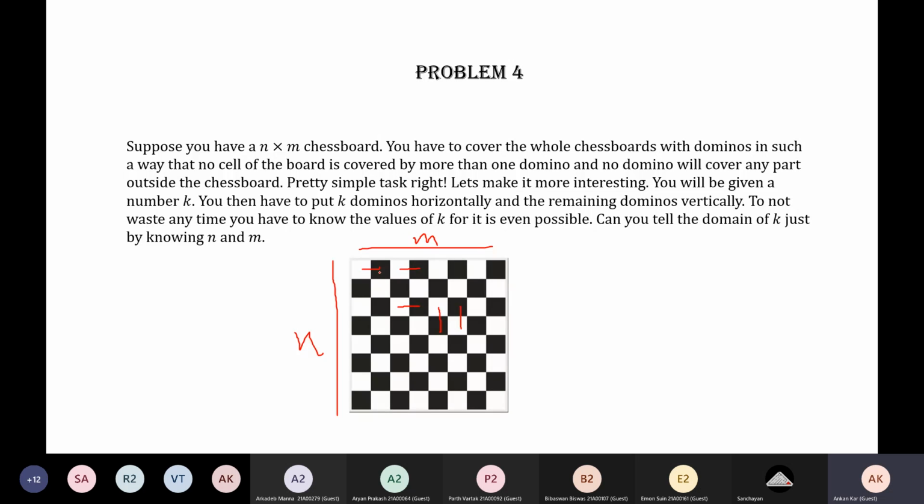That's what I'm saying. If you put horizontally, you can't make all the dominoes. If m is odd, then there will be another row, and there will be one left. You can't put a horizontal domino there anymore. So you have to find the k such that we can cover the board with k horizontal dominoes, and the remaining of them will be vertical dominoes.